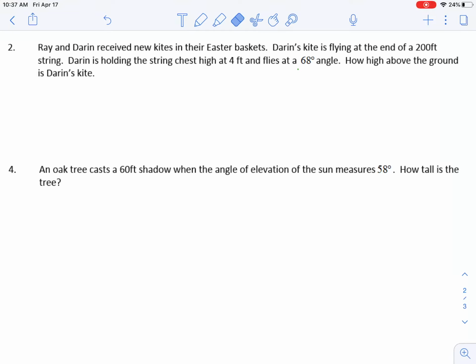Okay, let's go over a few more examples to practice these trig word problems. Number 2 says that Ray and Darren received new kites in their Easter baskets. Darren's kite is flying at the end of a 200-foot string. So I'm going to draw Darren. And we've got him holding this string, going up to the kite, and we know that that is 200 feet.